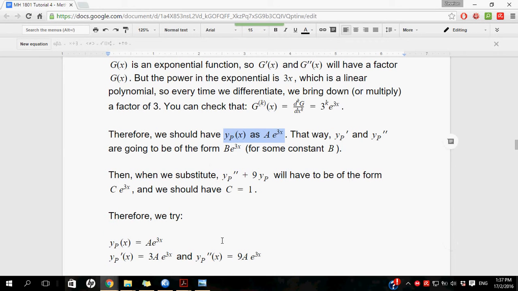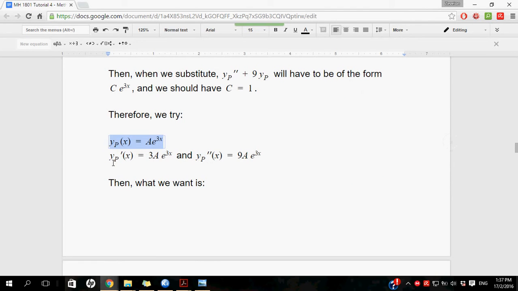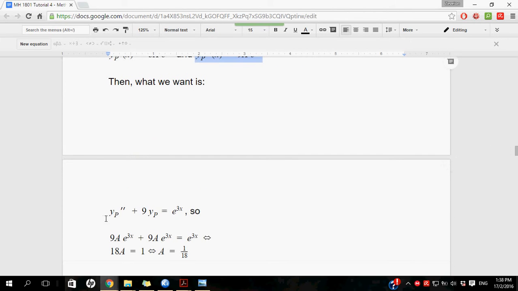When we do the substitutions, making this choice, we have that yp prime is given by this expression, yp double prime is given by this expression, and clearly in all cases we have a constant times the same exponential function. We make our substitutions into our original differential equation, and what we want is that upon substitution we obtain g of x on the right hand side.